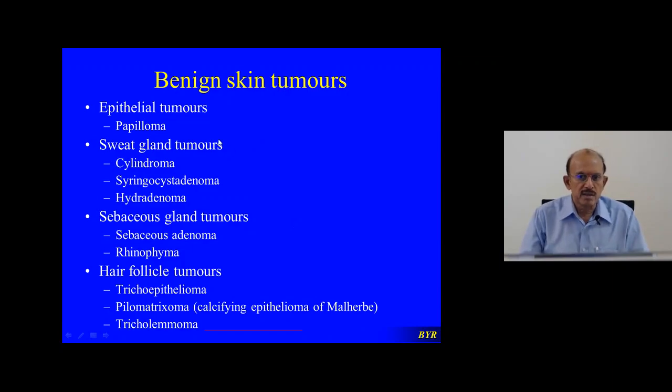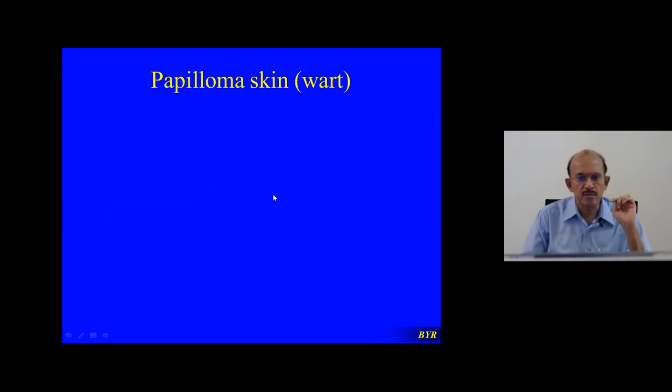But out of this, the papilloma is the commonest one. All the other skin lesions present like solid skin masses. Clinically, we cannot differentiate one from the other. They just present like a solid mass of the skin. When you excise it and send it for biopsy, the biopsy report comes like this. But papilloma can be identified because it has some special features.